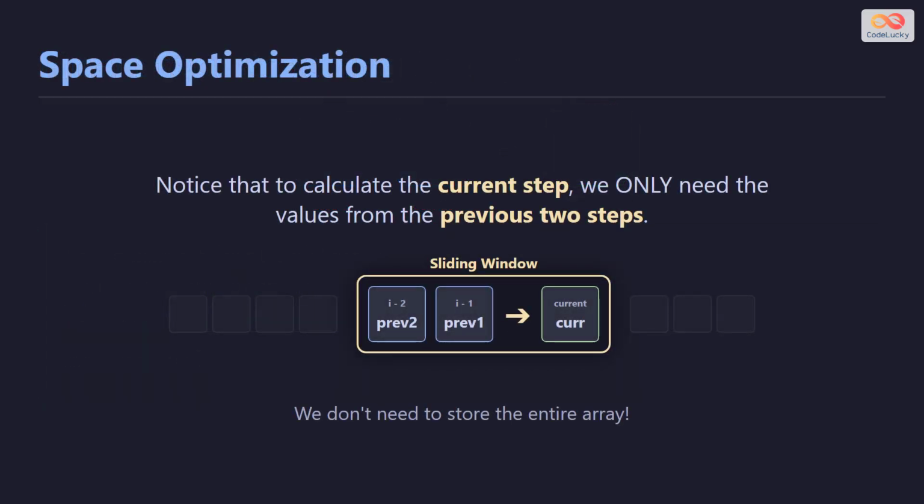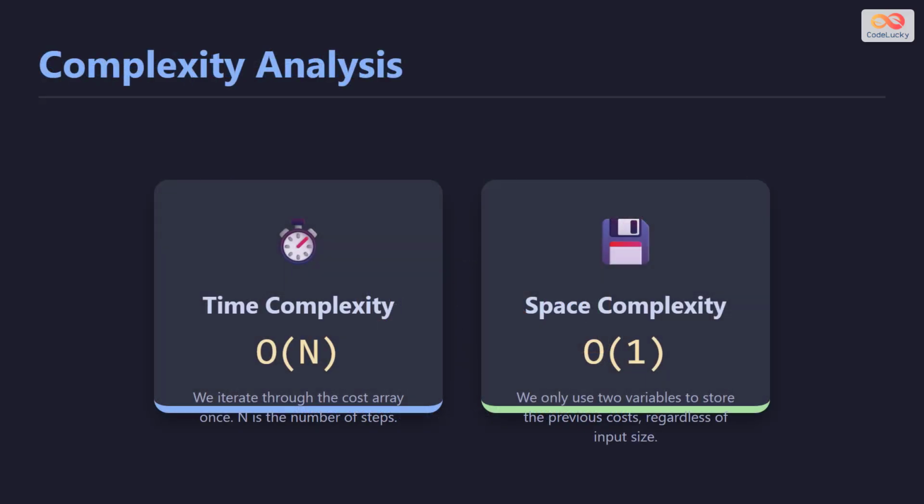Notice that at any point, we only needed the values from the previous 2 steps to calculate the new one. This means we don't need to store the entire array. We can just keep 2 variables, drastically reducing the memory usage. The time complexity for this solution is O(n), because we iterate through the cost array once. The space complexity is O(1), constant space, because we only store 2 variables regardless of the input size.